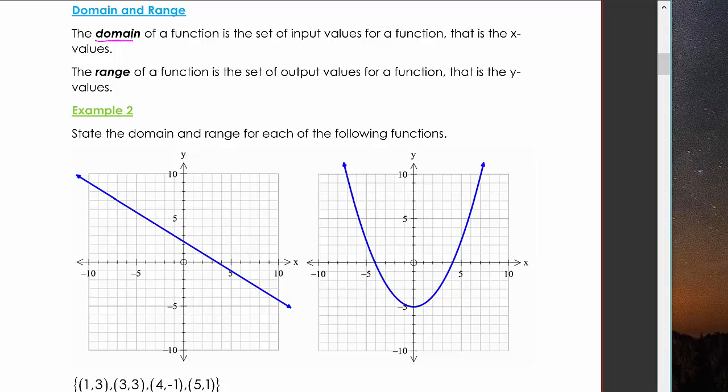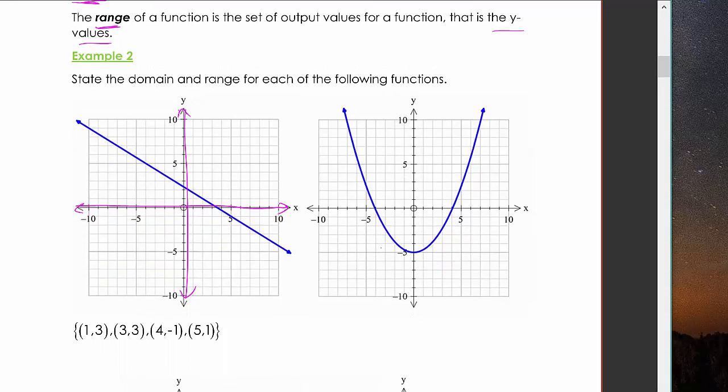So the domain of a function is basically the set of input values for the function. Those are the x values. Think about when you draw a graph. Normally you have some x values and you substitute them into the function and get the corresponding y values. So those input values, those initial x values, give you the domain of the function. The range is the set of output values. That's the y values. So the domain is read from the x-axis and the range is read from the y-axis.